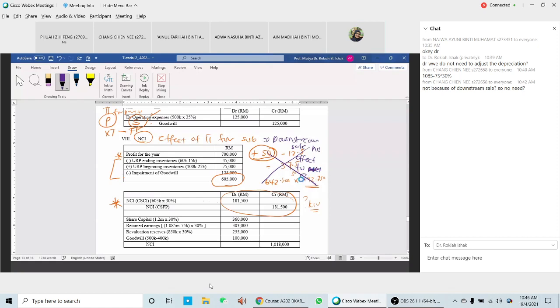To subsidiary profit. Okay, so we don't have to consider that one. So the share capital, you have that amount, 1.2 times 30%, and retained earnings 1085. 1085 here is the retained earnings brought forward. Minus 75 here is the journal entry that we have for the URP previous year. URP previous year, is it 75? Yes, URP previous year 75.